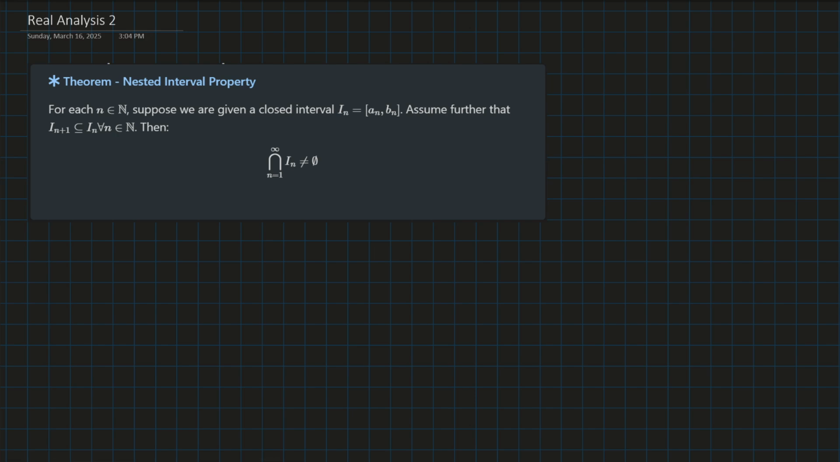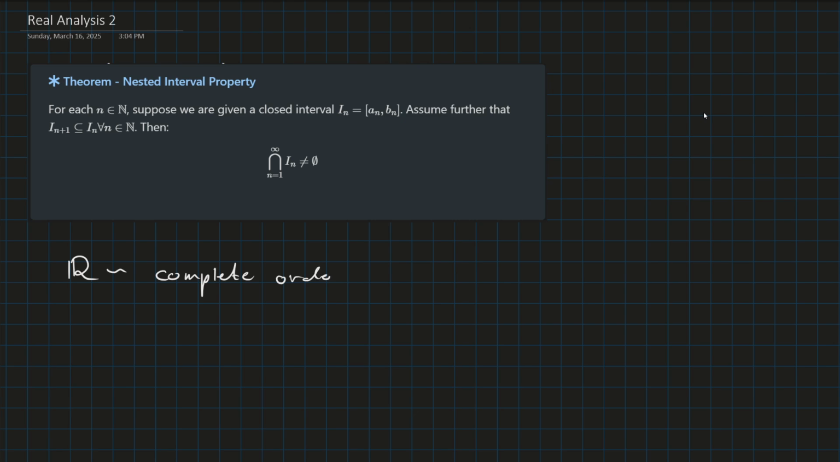Hello everyone. In this video we're going to be proving one of the characterizations of completeness in the real number line. It's called the nested interval property, and it's equivalent to our maybe initial definition of completeness in the real numbers.